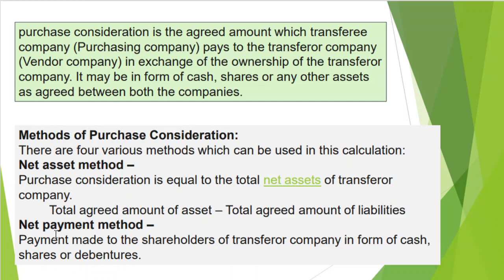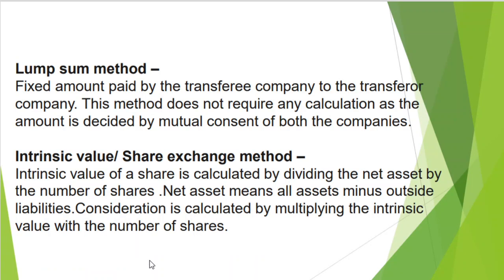Then another method is called net payment method. Under net payment method, purchase consideration means the payment made to the shareholders of the transferor company, and that also in the form of cash, shares, or debentures. The next method is lump sum method. Lump sum means a fixed amount paid by transferee company to the transferor company. Here there is no need of calculation because the amount is decided by mutual consent of both the companies.